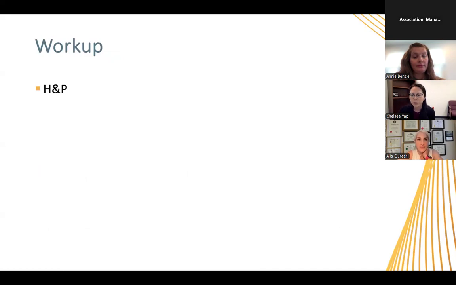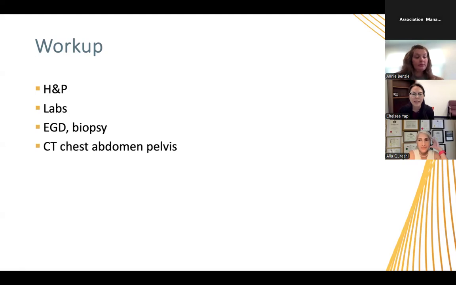So for workup for esophageal cancer, of course, we start with a thorough history and physical. Always want to mention that on any sort of oral board scenarios. Then got a full set of labs. He did have EGD and biopsy, CT chest, abdomen, pelvis, and PET scan and EUS, which we will go through now.